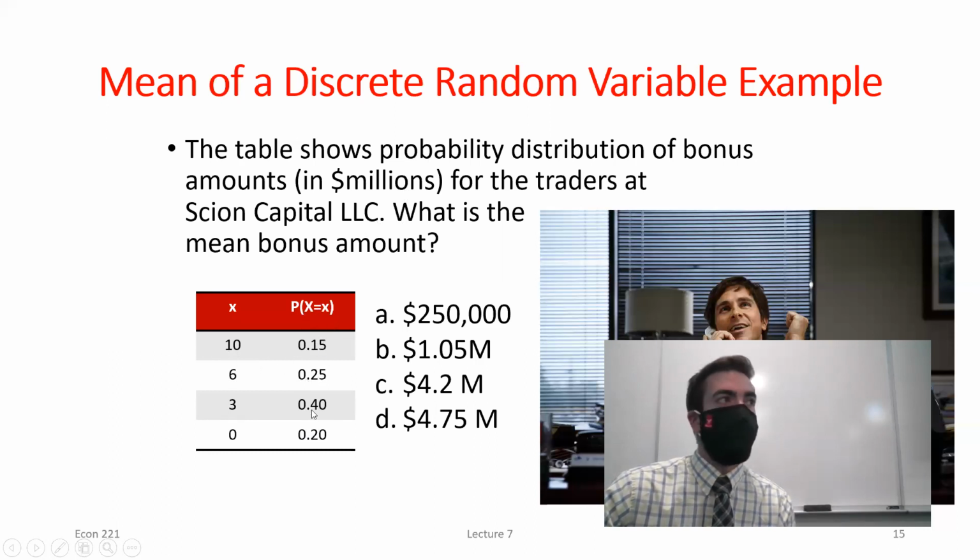So this is essentially our probability mass function. It's telling us the probability that this random variable, which represents the bonus amount, takes on 10 million is 0.15. The probability of 6 million is 0.25, so on and so forth.